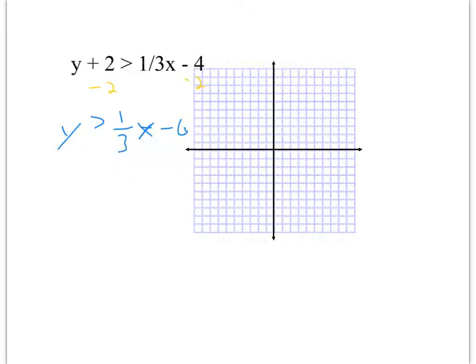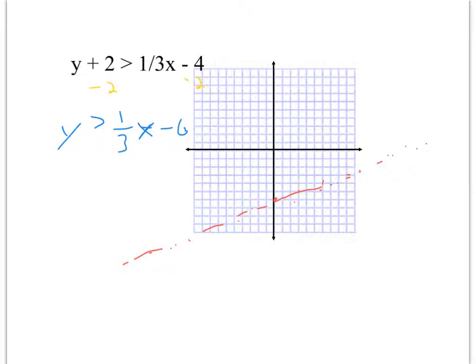So I'm going to have a dotted line at y equals 1/3 x minus 6. I'll do that in red. I'm going to go down to 6. It's right here. I have a slope of 1/3. I have a dotted line passing through all those. That's a dotted line, folks. Dot, dot, dot, dot, dot, dot. And now I'm going to decide, do I shade everything up here? Or do I shade everything down here?